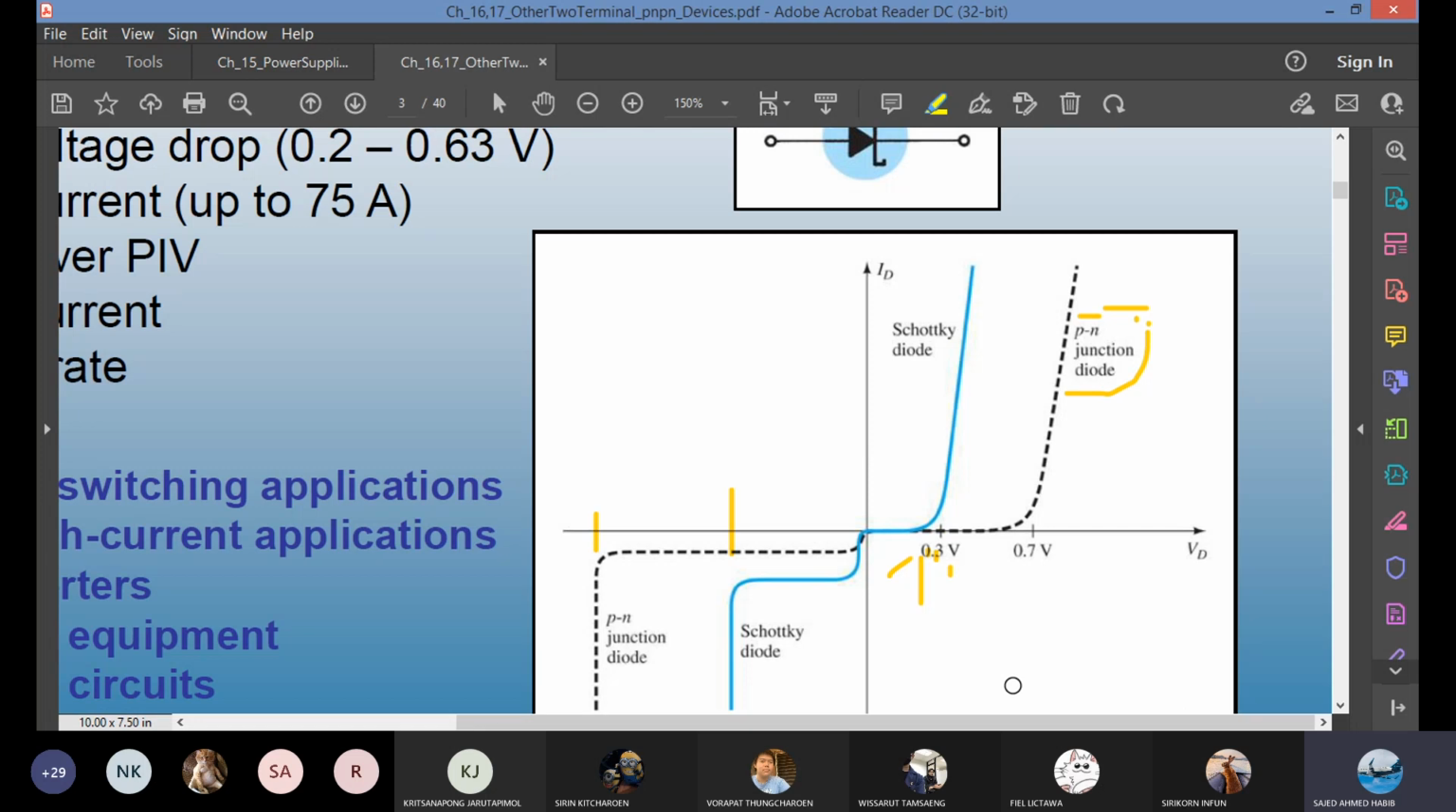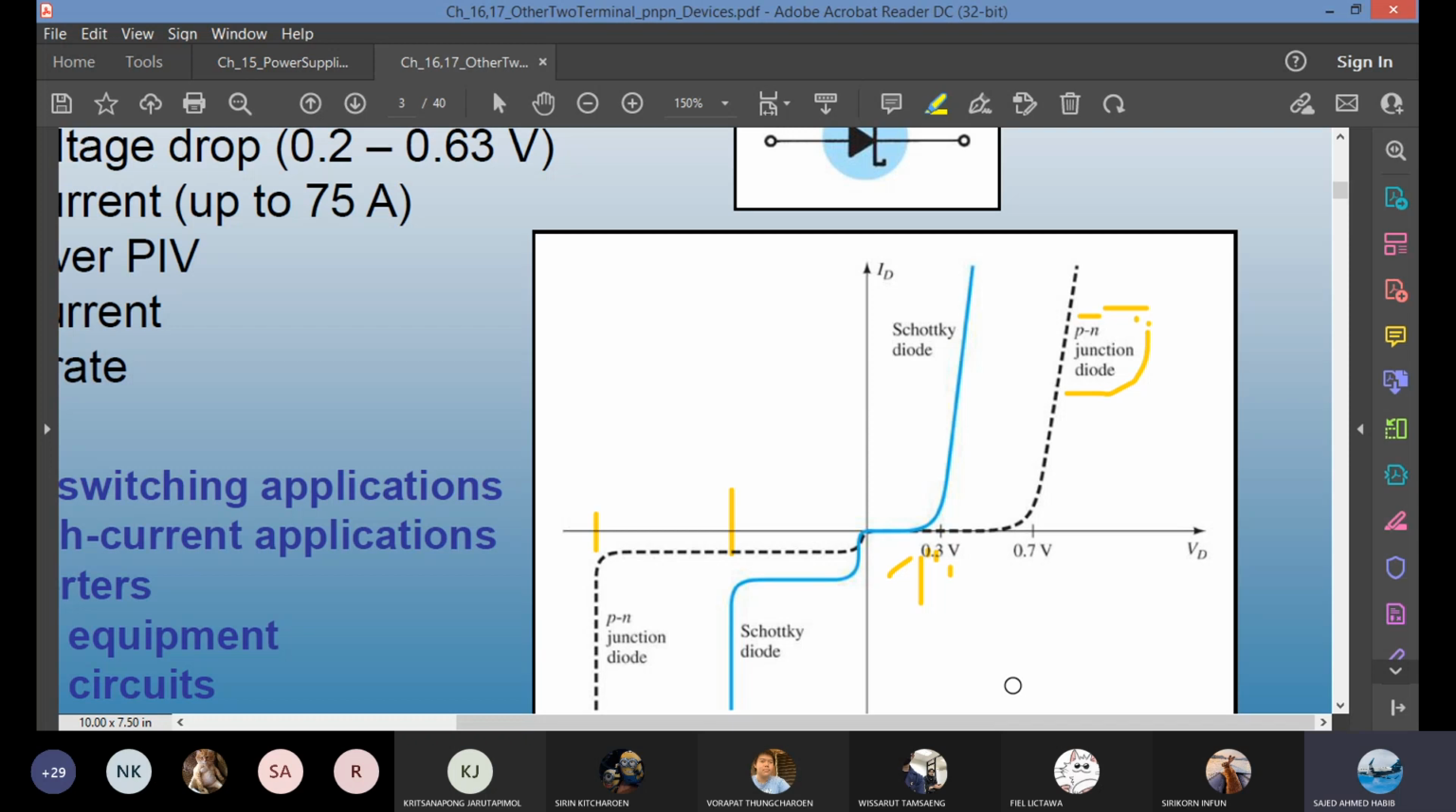The Schottky diode, from conducting to not conducting and back to conducting, if you want that, it can be 100 picosecond. Pico is 10 power negative 12. You can go to 10 nanosecond. That is larger than picosecond. You can be as fast as 100 picosecond.